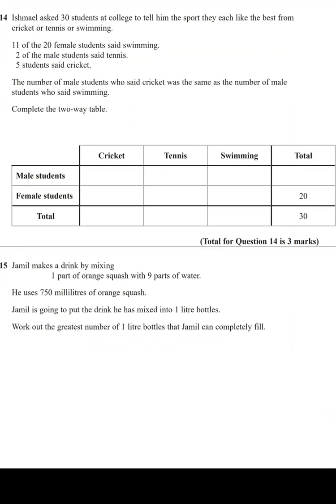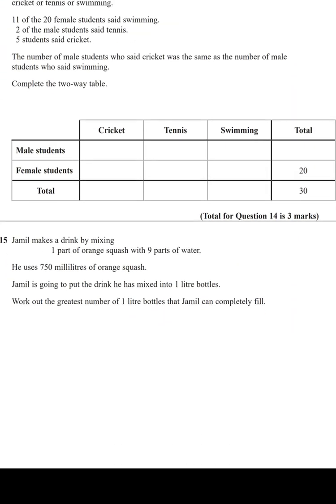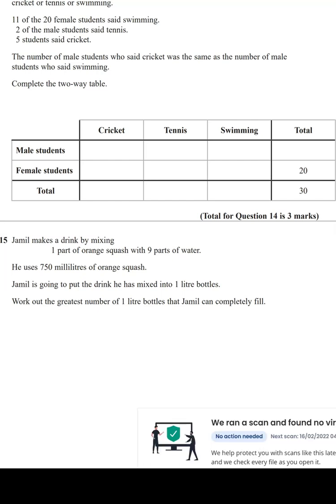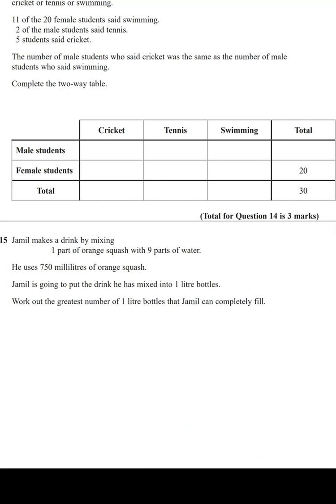Right, next question. We've got 30 students at a college. So it looks like we've got a two-way table going on here. We've got cricket, tennis and swimming, 30 in total. So let's work through it. 11 of the 20 female students said swimming. So I would just fill it in as we go.